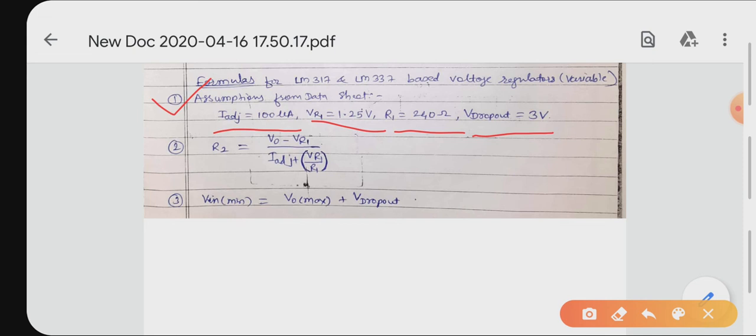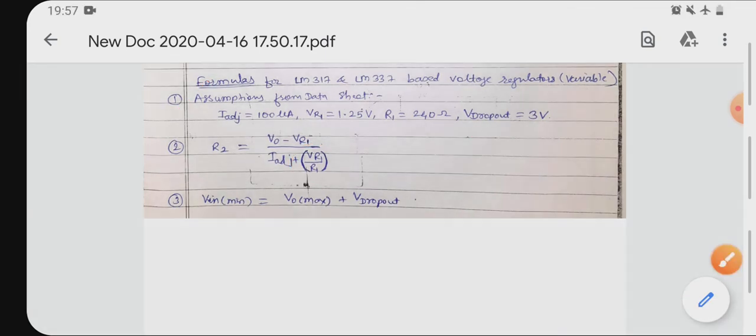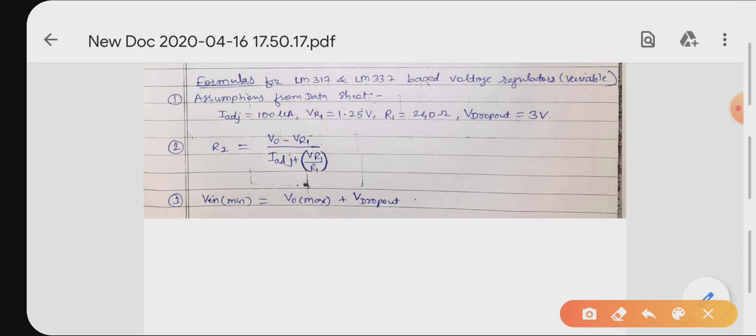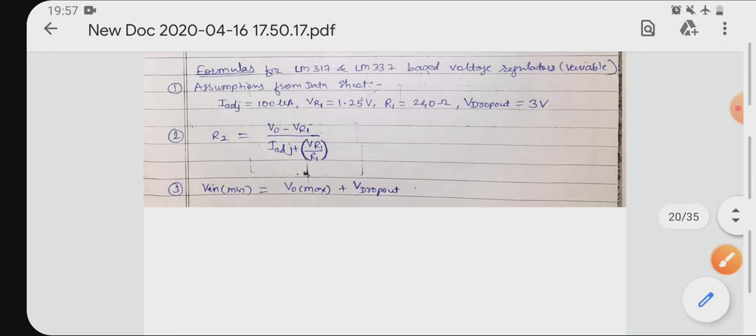For calculating R2, the formula is VO minus VR1 divided by I adjust plus VR1 by R1. This VR1 by R1 is nothing but I1, where I1 is equal to VR1 by R1, the current flowing through R1. So keep in mind the formula for R2. Then the next step: V in min is equal to VO max plus dropout voltage. As I told you, this is the maximum output voltage and the dropout voltage is fixed, equal to 3 volt. So let us move further.